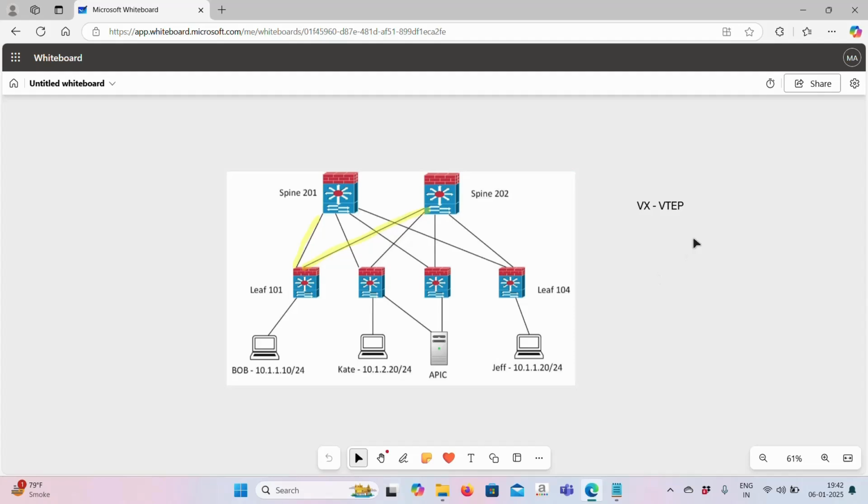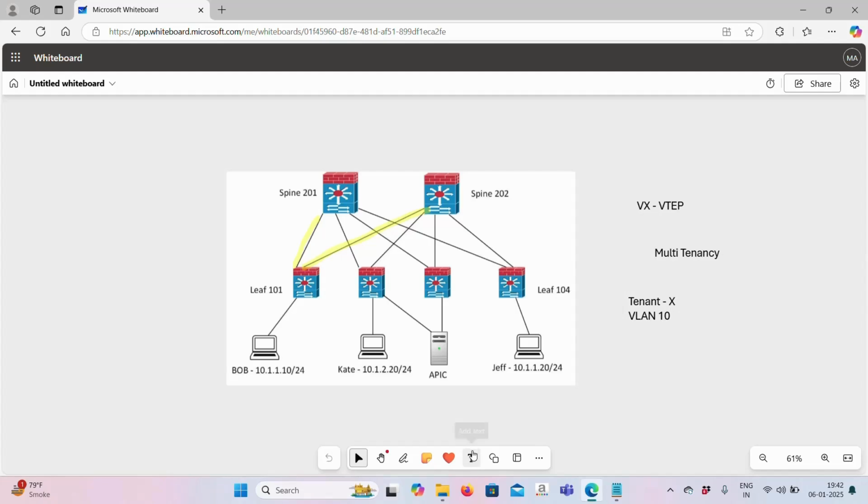VXLAN also has another advantage, multi-tenancy. So how will multi-tenancy help here, guys? We discussed in the previous videos that in ACI we can create multiple tenants. Now say for example we created a tenant called tenant X, for customer X, and that customer is using VLAN 10.